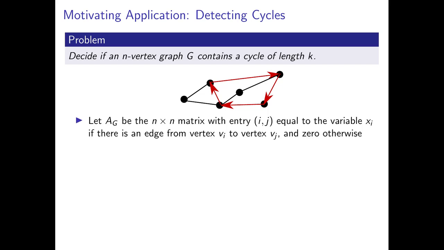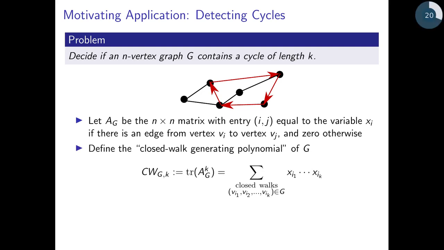So to solve this, I'll start by associating to each vertex vi in G the variable xi, and then we'll define this matrix A_G, which will be an n by n matrix whose ijth entry is the variable xi if there's an edge from vi to vj, and this entry will be 0 if there is no such edge. We'll then define the polynomial CW_G^k as the trace of the kth power of this matrix.